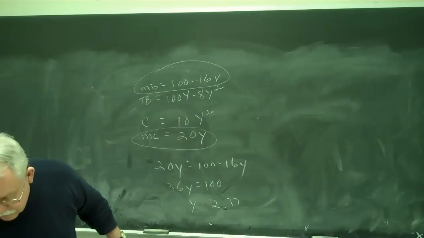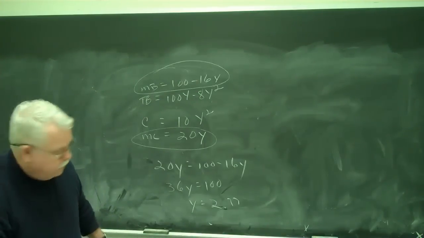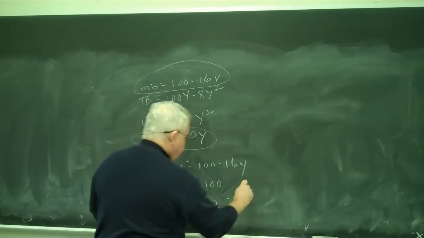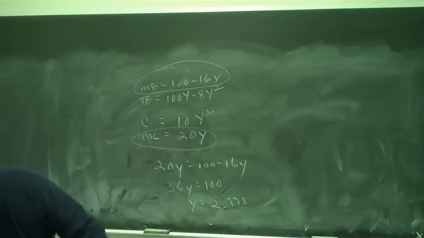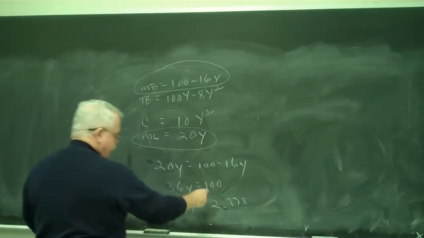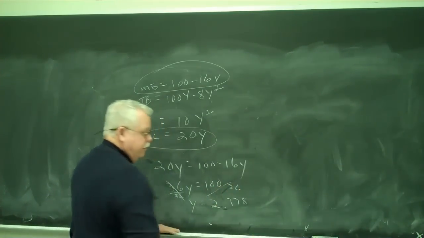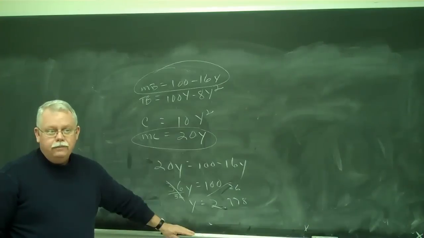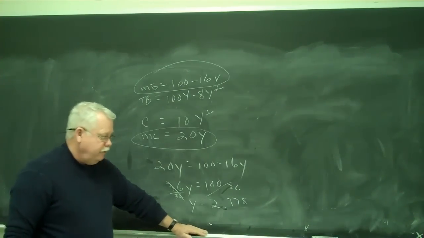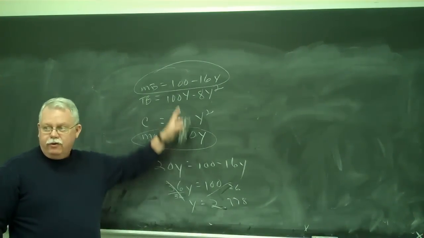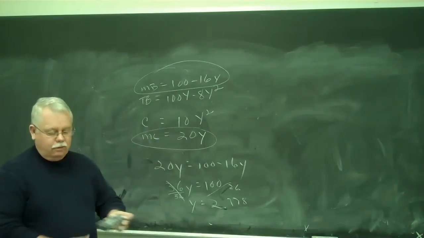I have 2.778. 2.778, okay. Which answer is that here? D, 100 over 36, exactly, right? Divide by 36. You don't even have to do the division. Once again, if you see this at all on the exam, it'll be nothing more than what you just saw right here.